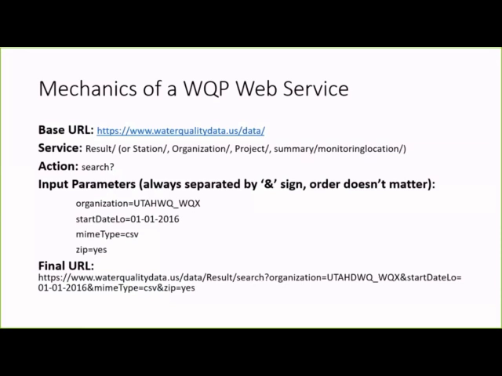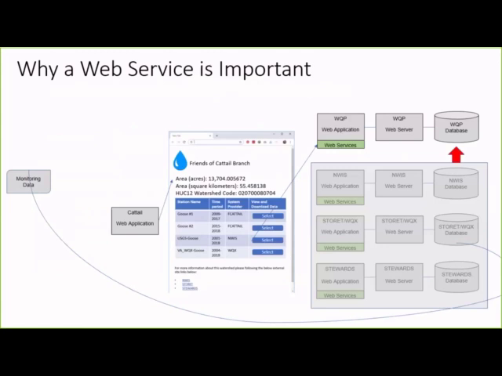Super powerful capability. Another reason why web services are important is they allow us to pull data from multiple different applications together into one application. So this is just an example. Maybe we've got a website that is showing monitoring information. If you want to brand your data separate from the water quality portal, totally fine. You can have the water quality portal be your service that is providing all of the data, and you can have your own website with your monitoring locations on it and the ability to download data from there, all leveraging the water quality portal web services.